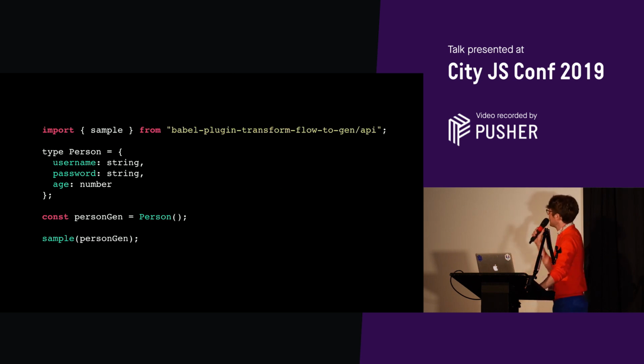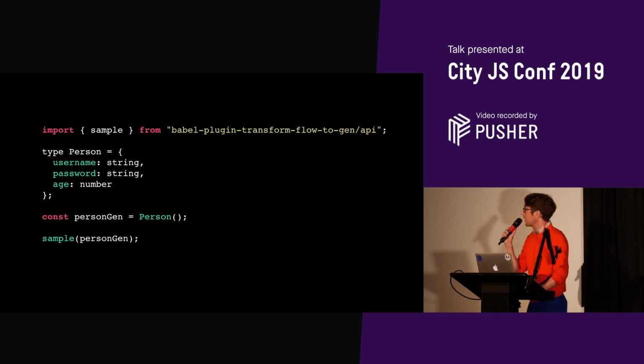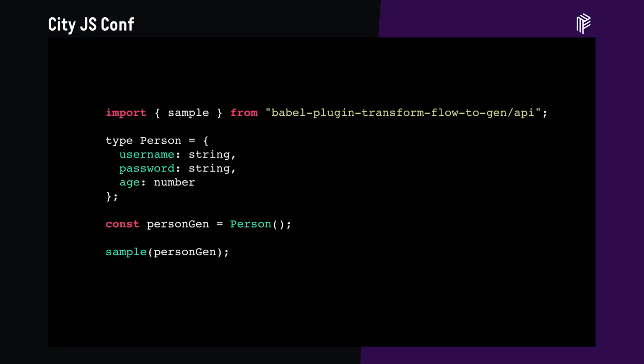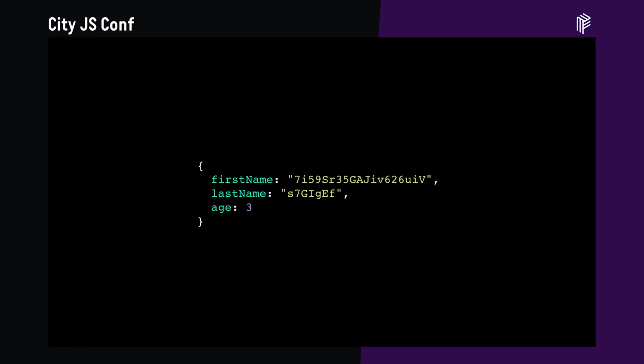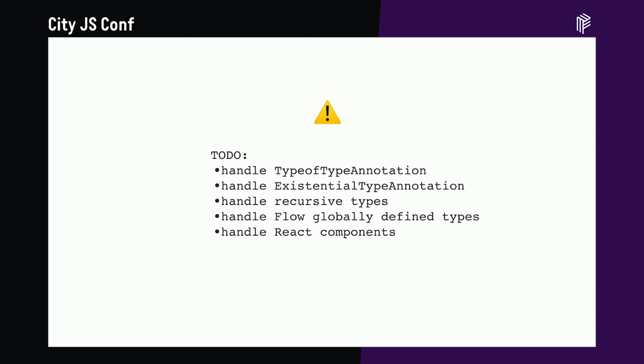It works like this: you have your Flow type, and it's a Babel plugin, and it just converts it into a function which returns a generator for that type. So we've got a person with a username, password, age, and this is what it gives us. This library hasn't been updated in 2 years. It's got various to-dos associated with it, but I think this is an interesting area for people to work on.